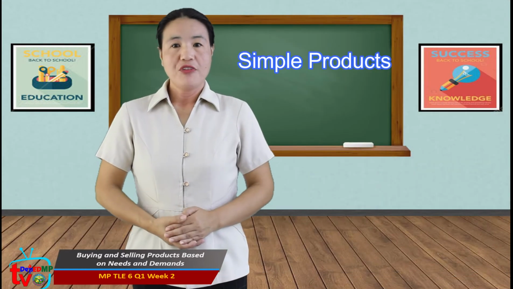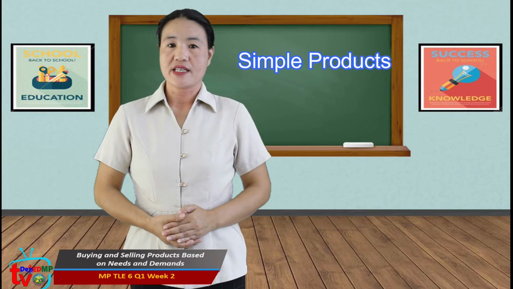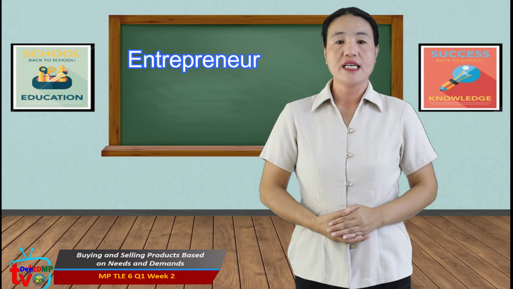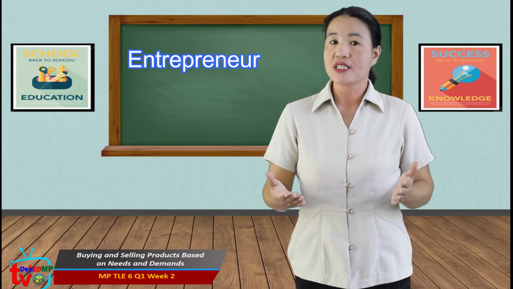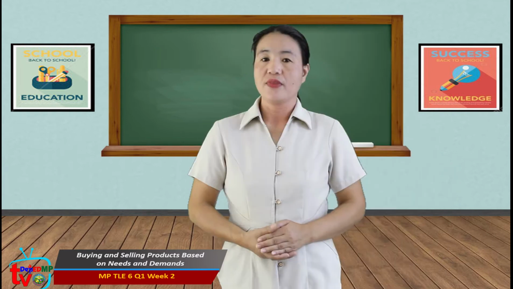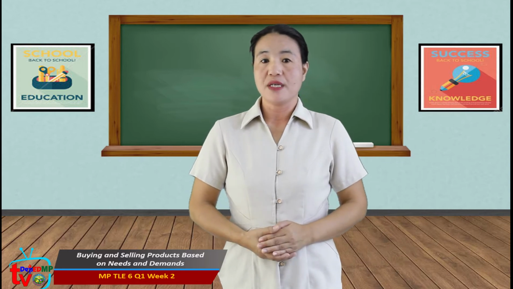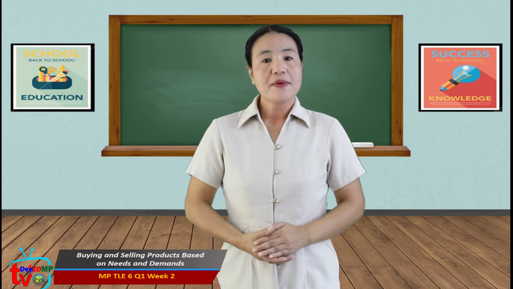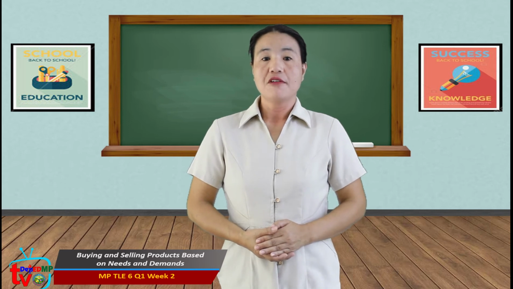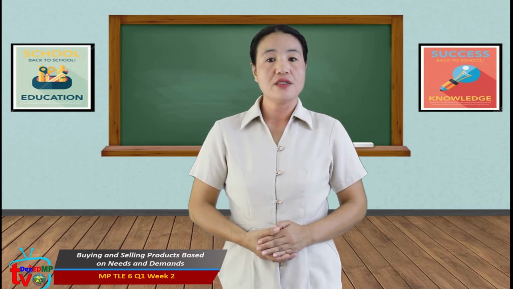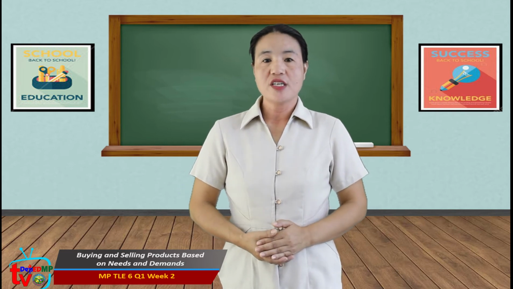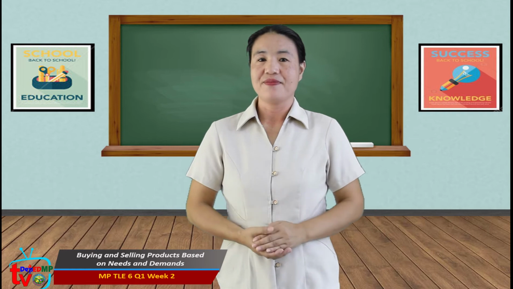Last week, you've learned about producing simple products. You've learned also that entrepreneur is a person who meets the needs of people in terms of goods, products, and services. You can engage in a small business by using your creativity and resourcefulness, as well as your skill to create simple products to sell. A product is something that is manufactured following a process or grown and nurtured in order to be sold for a profit. Today, we'll learn what is buy and sell.